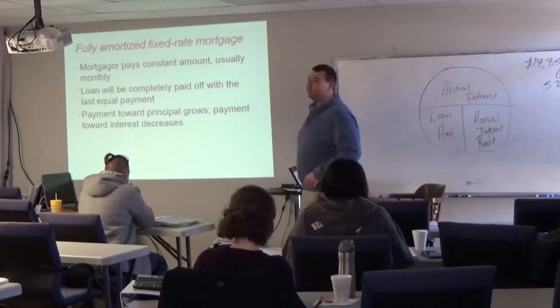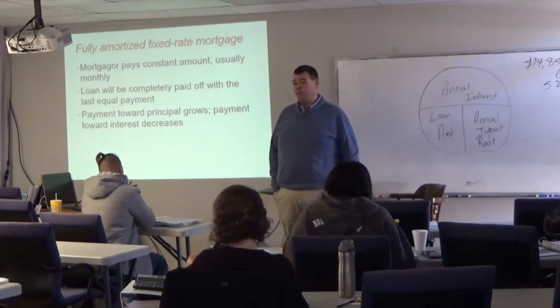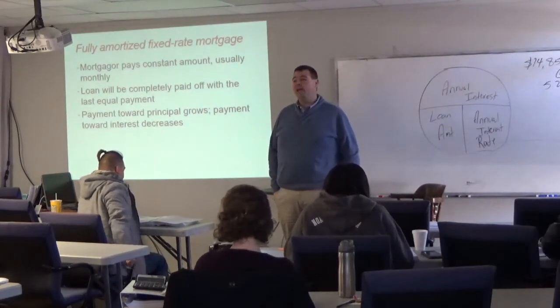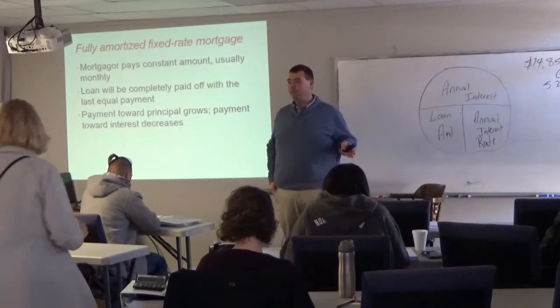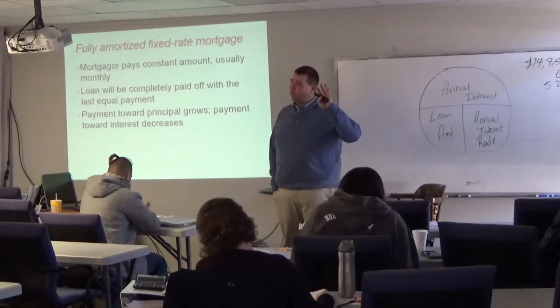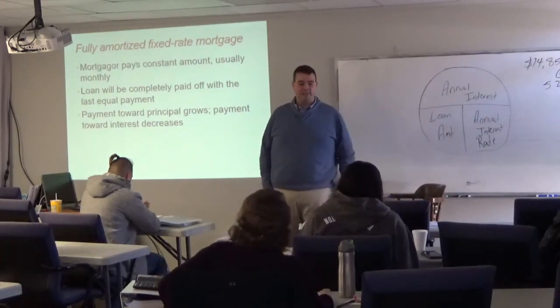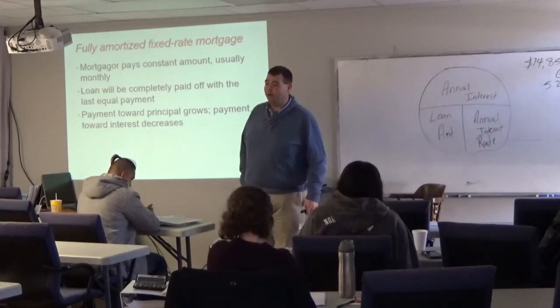So let's talk about what fully amortized means. Fully amortized means that you are paying the loan down to a balance of zero over the course of the term. So if you have a fully amortized loan, when you make your last payment, what's the balance on that loan going to be? Zero. This is by far the most common structure.